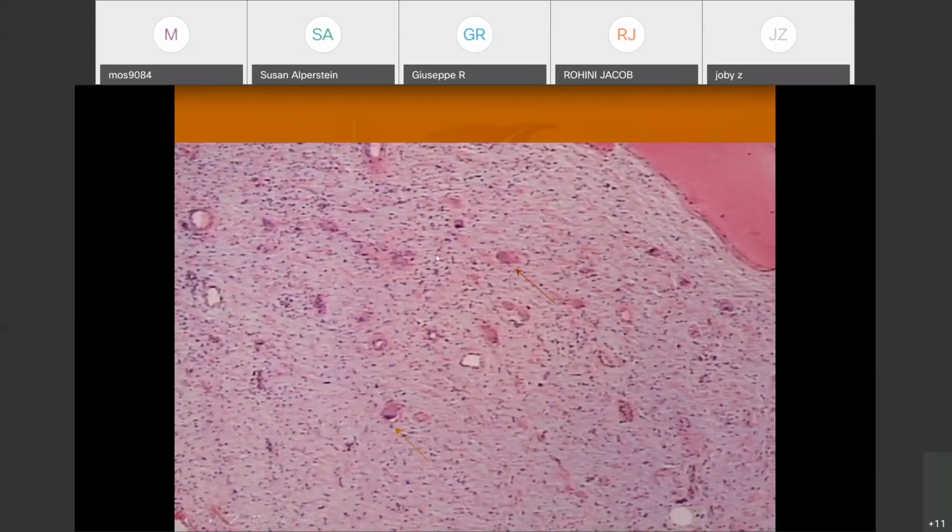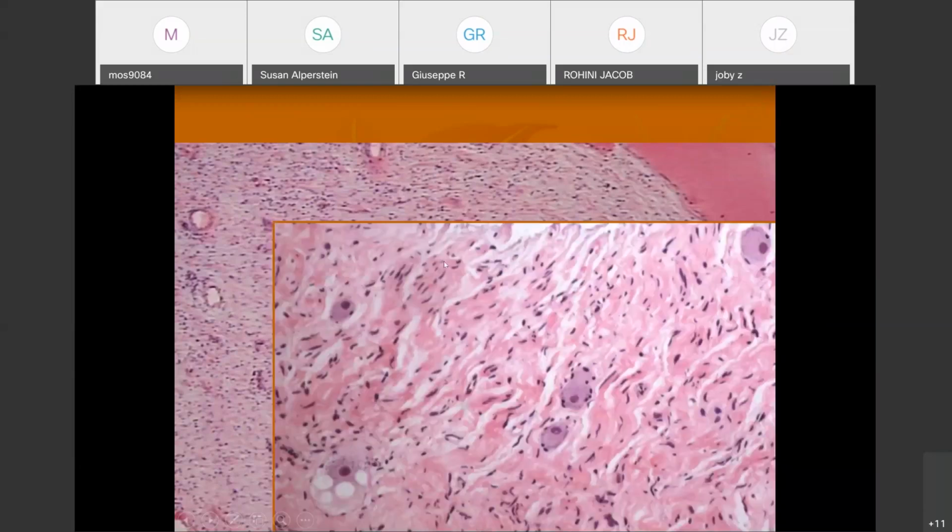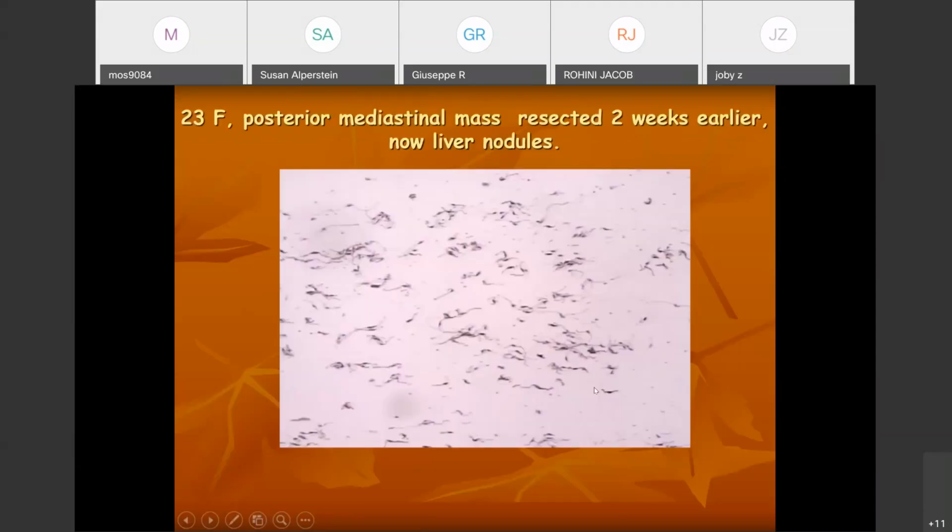Same thing. The beauty of cytology is you can have fun guessing what this could be and anxiously wait for the tissue follow-up. This is a 23-year-old with a posterior sinus mass. 2 weeks ago, they took it out. There's a tumor.